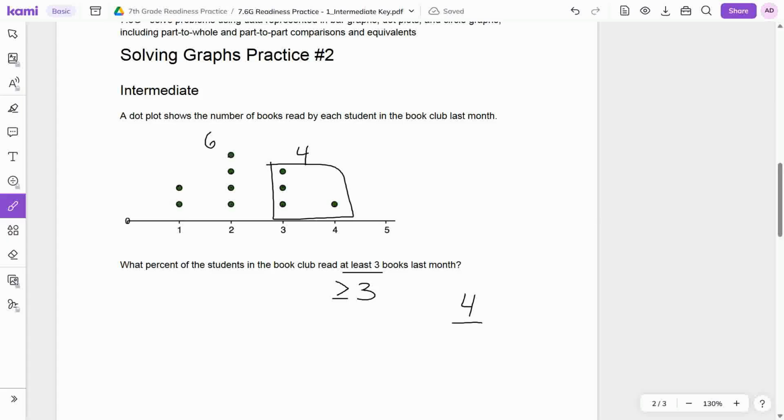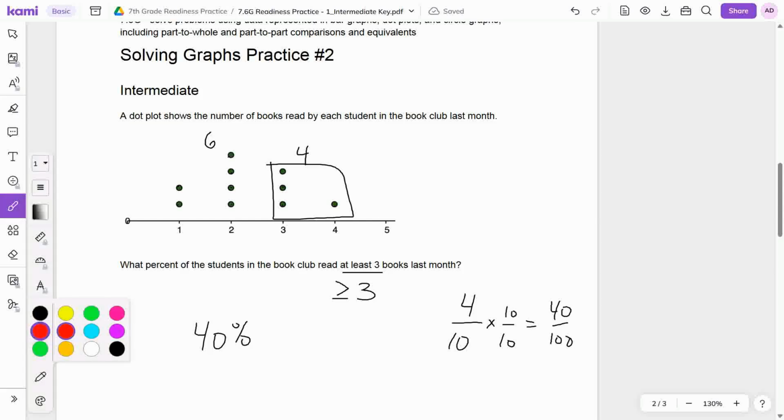Now this one's much easier. Look at this. So 4 have 3 or more. There are 10 total because it's the 4 plus 6. So that's going to be a percent, right? So I need to make this out of 100. So let's multiply by tens, and that's going to get me 40 out of 100, which is 40%. That one was pretty simple.